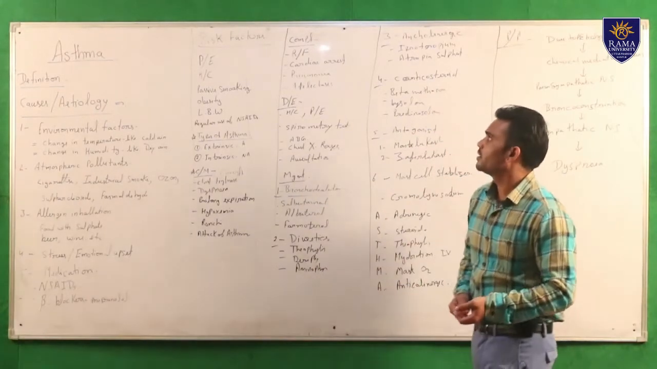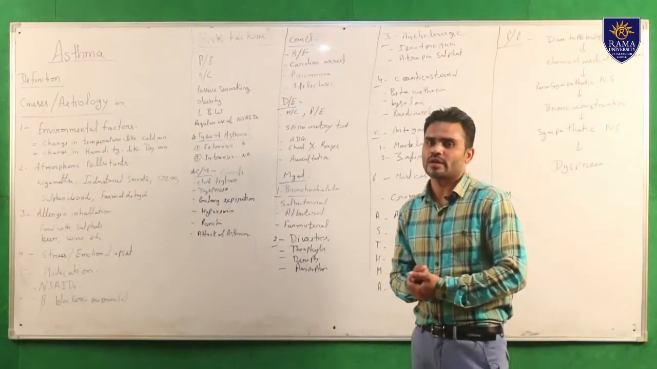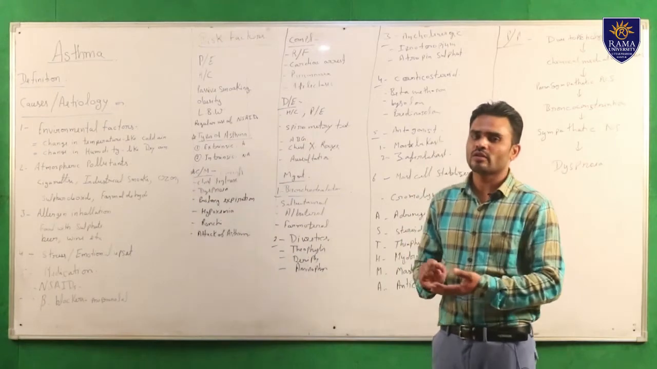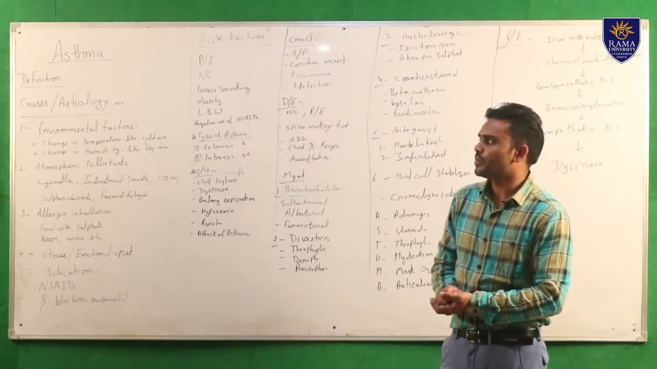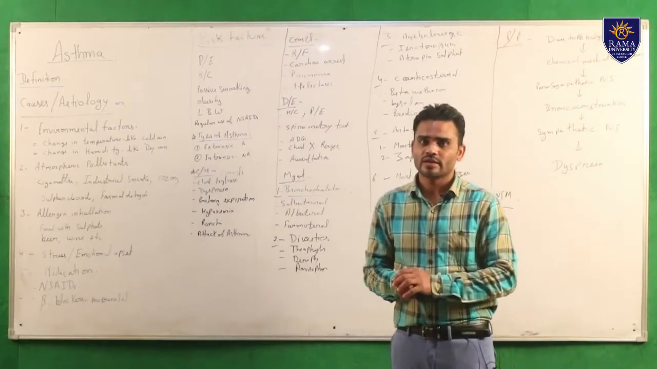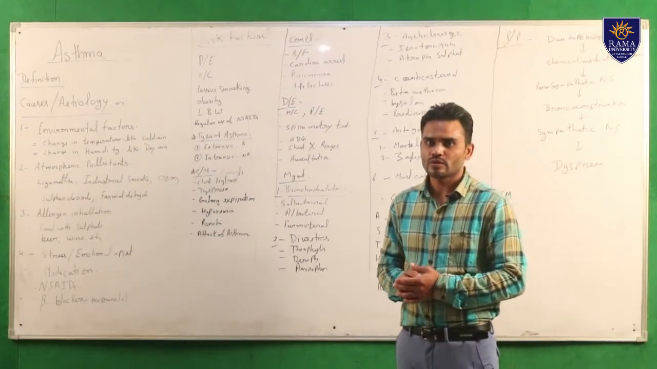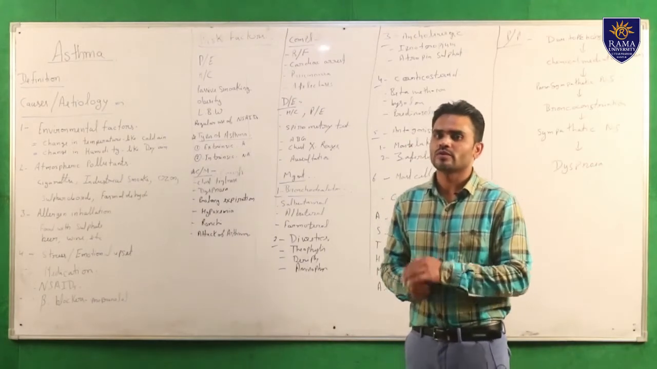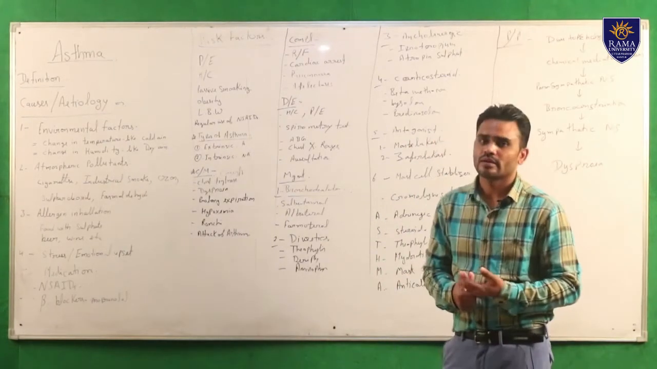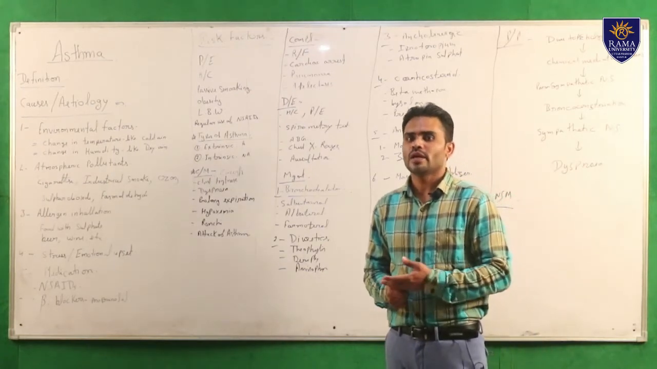Now, what are the complications of the asthma condition? Some complications may happen, like respiratory failure, cardiac arrest, pneumonia, and atelectasis.